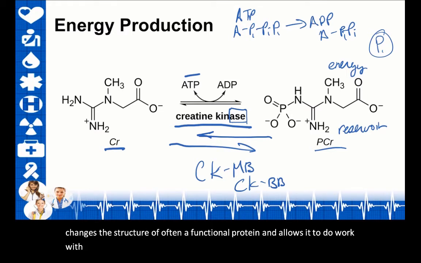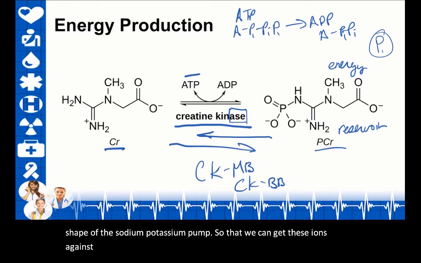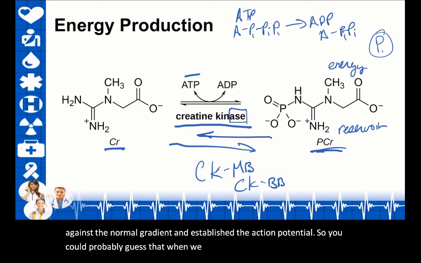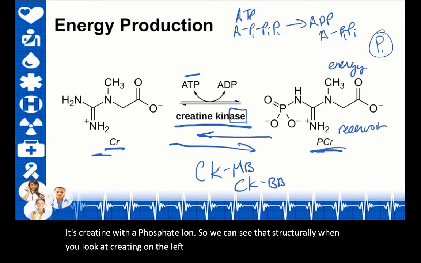For example, the phosphate ion is essential in changing the shape of the sodium-potassium pump so that we can get these ions against the normal gradient and establish the action potential. So you could probably guess that when we say phosphocreatine, we're basically saying that it's creatine with a phosphate ion. We can see that structurally. When you look at creatine on the left, there are no P's. When you look at it on the right, we can see the phosphate ion here.